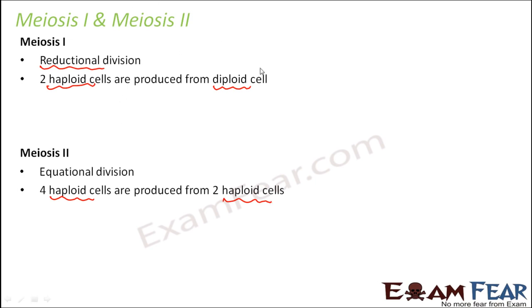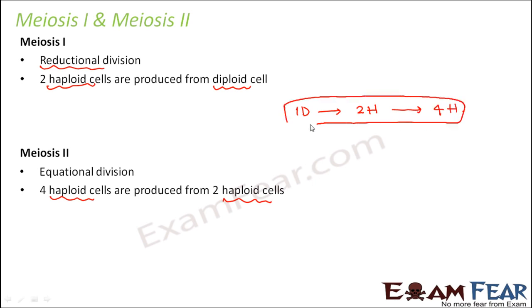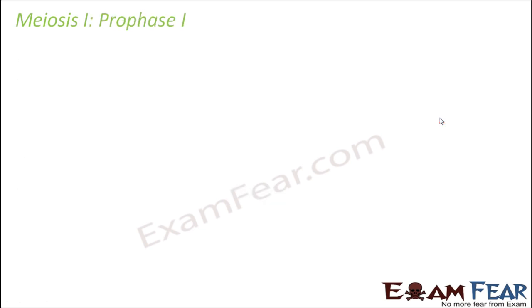If you look at the overall process of meiosis, what is happening? One diploid cell first forms 2 haploid cells, then these 2 haploid cells form a total of 4 haploid cells. This is the entire process of meiosis. The first step is reductional because the ploidy reduces from diploid to haploid. The second step is equational because both are haploid. So meiosis 2 will be very similar to mitosis. Now we will talk about each of the steps of first meiosis 1 and then meiosis 2.